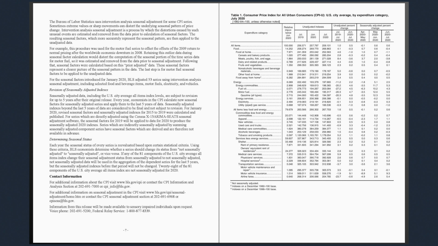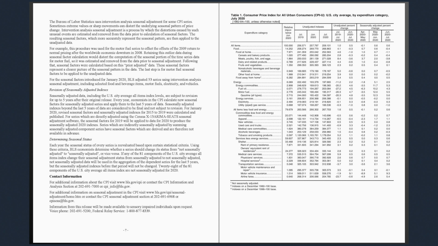Every year, economists in the CPI calculate new seasonal factors for seasonally adjusted series and apply them to the last 5 years of data. Seasonally adjusted indexes beyond the last 5 years of data are considered to be final and not subject to revision. For January 2020, revised seasonal factors and seasonally adjusted indexes for 2015 to 2019 were calculated and published. For series which are directly adjusted using the Census X13ARIMA-SEATS seasonal adjustment software, the seasonal factors for 2019 will be applied to data for 2020 to produce the seasonally adjusted 2020 indexes.